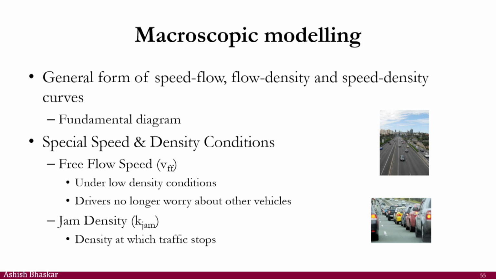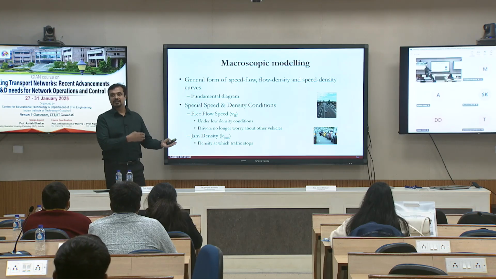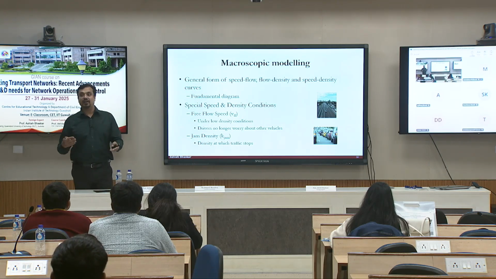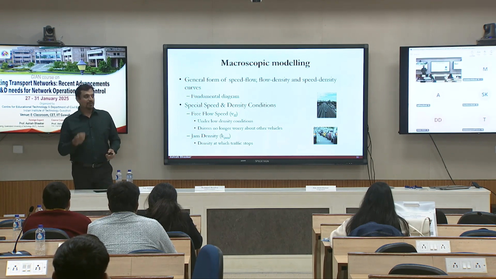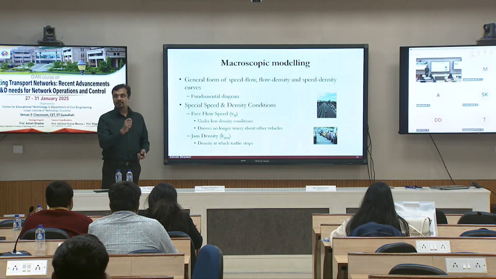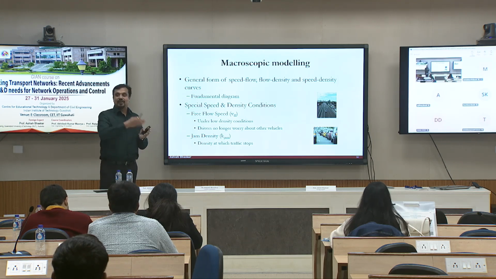And we asked earlier, what is the spacing during the jam condition? If the spacing is 5 meters, then the jam density is, on average, 200 vehicles per kilometer per lane. So please keep in mind it's per kilometer per lane. So if the number of lanes has increased, your jam density has also increased.